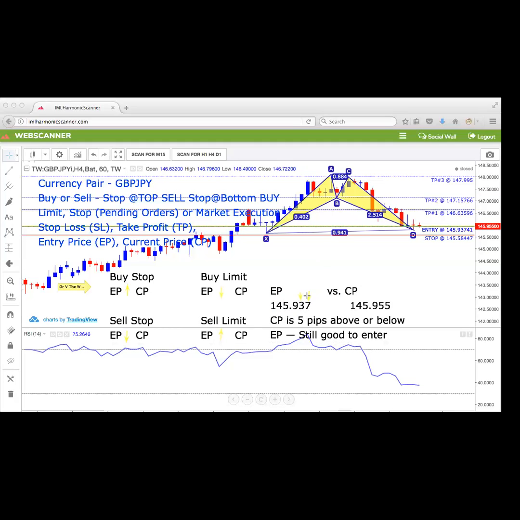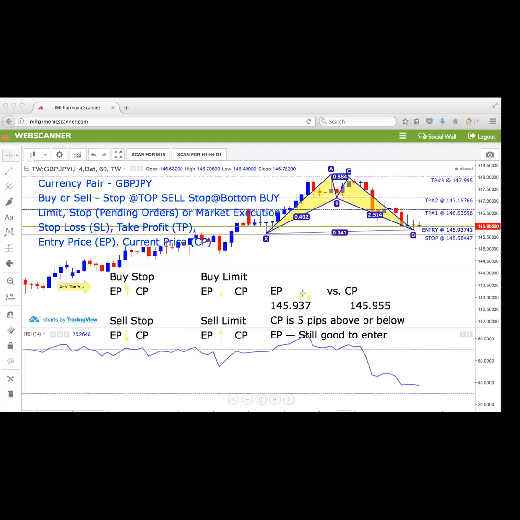Okay, so the 7 is a micro pip and the real pip is the 3. So will this still be a good trade to get in? Yes. Okay, because you're only 2 pips up. So you're still in the entry zone. This is still a place where you can enter. So now that we know that it's still a place we can enter, now we can ask the next question.